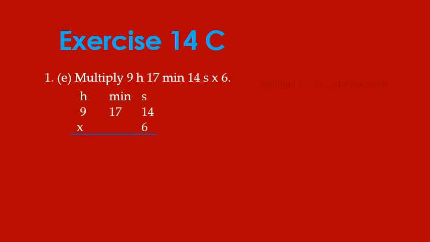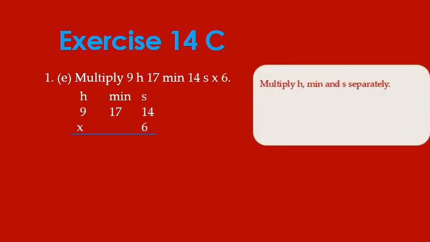First of all, children, we will write the three columns of hour, minutes and seconds. And we will do the multiplication of hour, minutes and seconds separately. We will start the multiplication from seconds. So 14 seconds multiplied by 6 is equal to 84 seconds. After that, we will do the multiplication of minutes separately. 17 minutes multiplied by 6 is equal to 102 minutes.